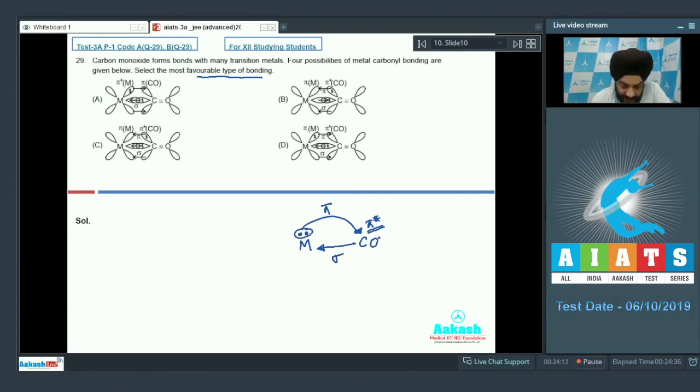So if we look at the options given to us, in the first option it says that the sigma bond is formed due to the donation of electrons from carbon to metal. This is correct, students. But if you look at it, the pi bond is incorrectly represented.